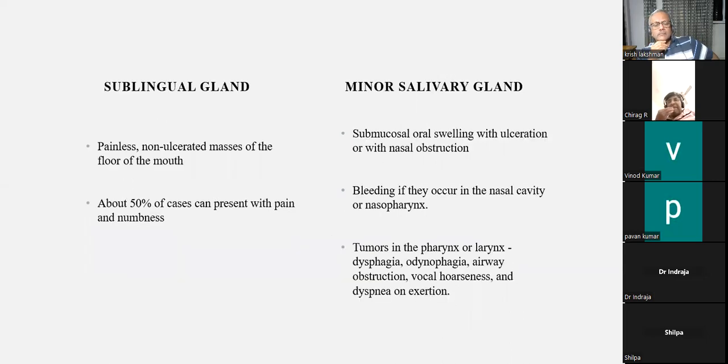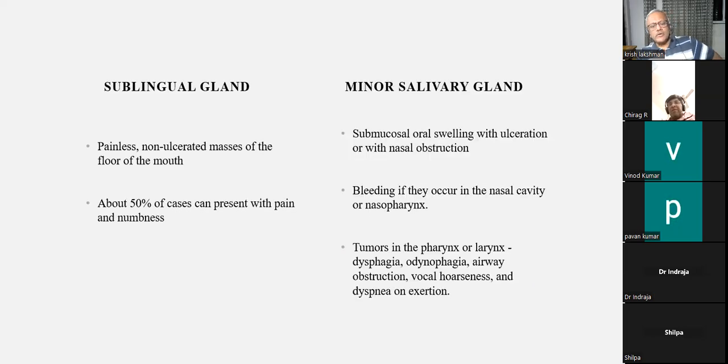The sublingual gland presents as a painless ulcerated mass in the floor of the mouth. About 50% of the cases can present with pain. Minor salivary gland tumors may present as submucosal oral swelling with ulceration. If they are present in the nasopharynx, bleeding may occur, and tumors in the pharynx or larynx may cause dysphagia and odynophagia.